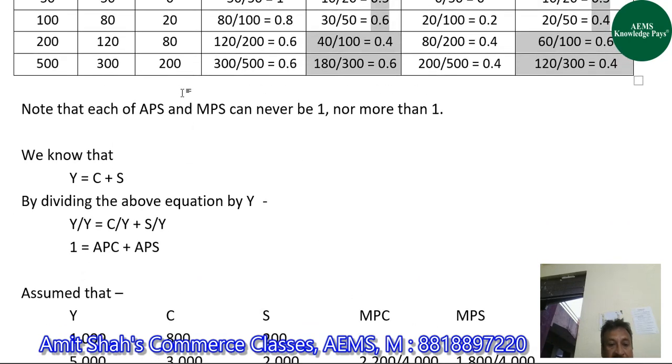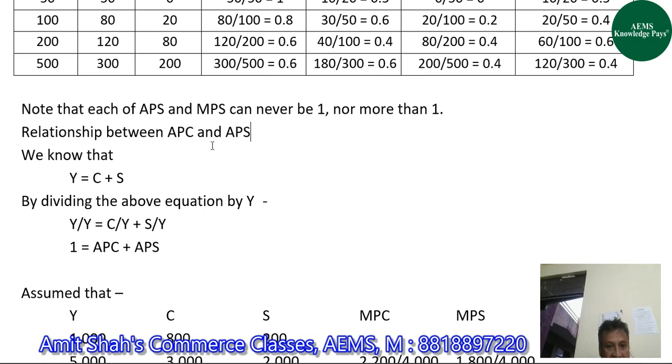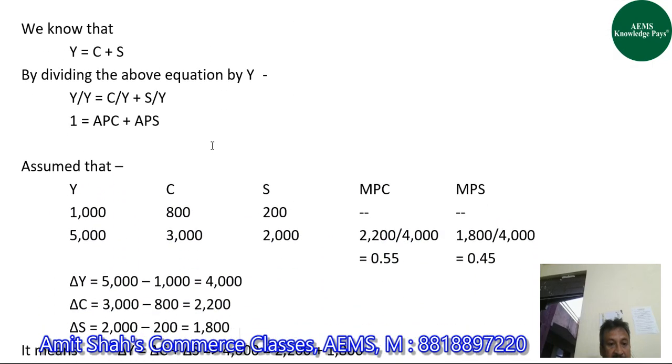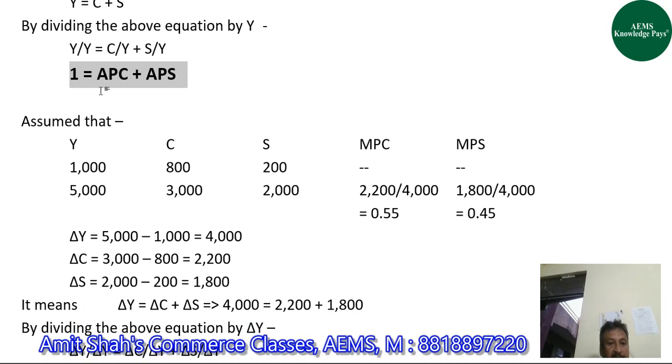And that is what, guys, is the relationship between APC and APS. And what is the relationship? Is this one. So what is the relationship? The sum total of the two is 1, which also means that APC is equal to 1 minus APS, or APS is equal to 1 minus APC.